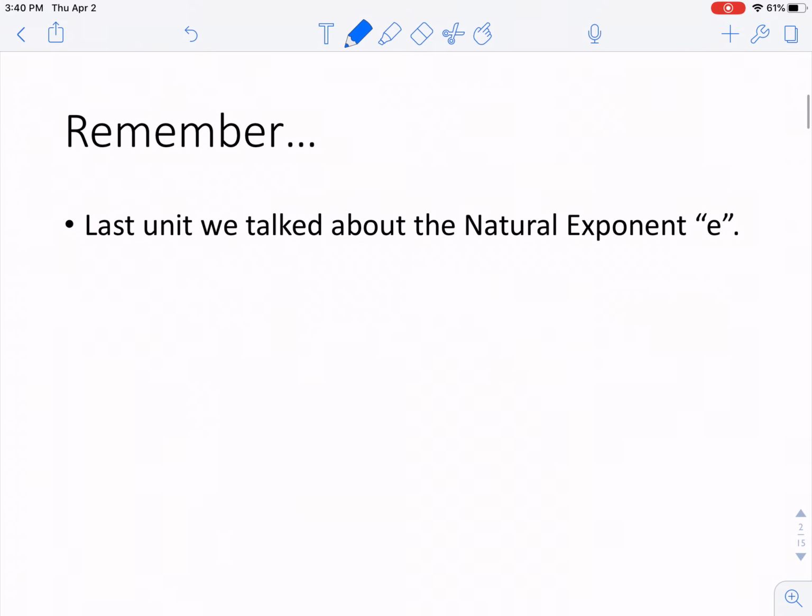So remember, in the last unit, we talked about that natural exponent, basically that letter e, that mathematical number e. Remember, e to the 1, if you use your calculator, is approximately 2.7183. Remember, it's an irrational number.